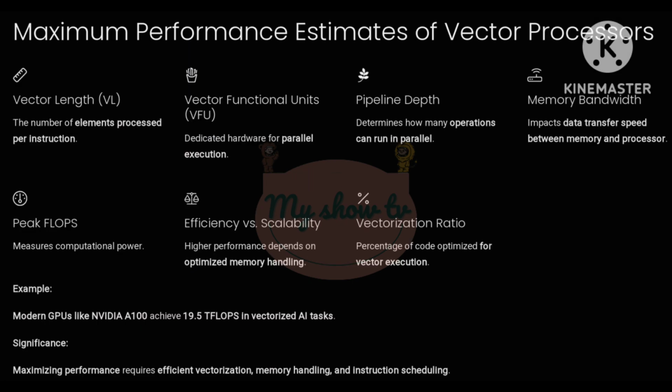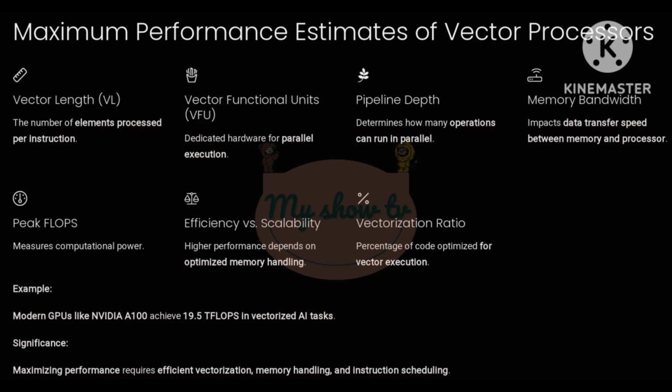Slide 3. Maximum performance estimates of vector processors. The performance of a vector processor depends on multiple factors, including hardware efficiency, memory bandwidth, and instruction execution speed. Let's explore the metrics that determine the maximum potential of a vector processor. Performance metrics. 1. Vector length (VL). This refers to the number of data elements that a single vector instruction can process at once. A higher vector length means greater parallelism.